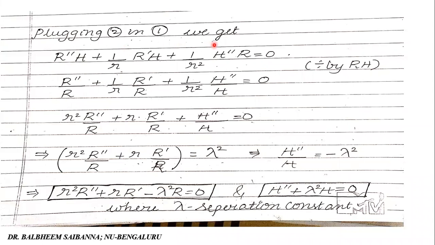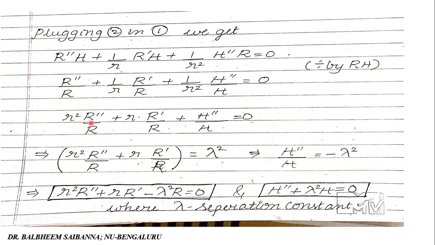Plugging equation 2 into 1, after the differentiation, we get R double dash H plus 1 by r R dash H plus 1 by r square H double dash R is equal to 0. Then dividing by RH, each term, we get R double dash by R plus 1 by r R dash by R plus 1 by r square H double dash by H is equal to 0.